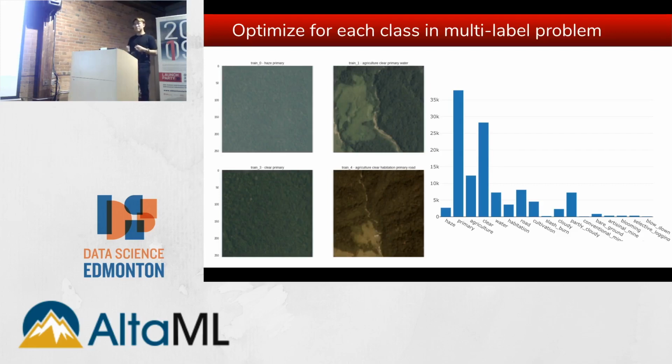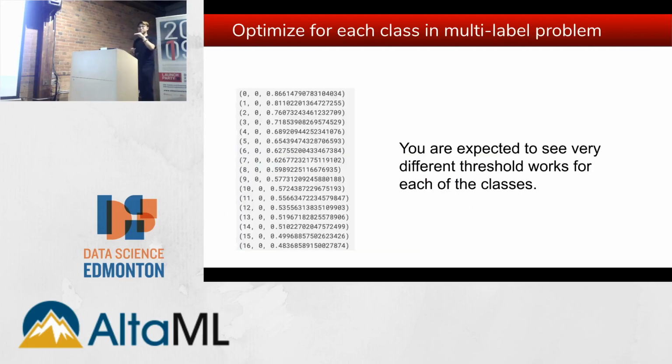This is very common, and I think this is common sense in all imbalanced multi-label problems. You are expected to see very different thresholds for each class. You can think of this as building a binary classifier for each class, and you will use a very different threshold for each class.